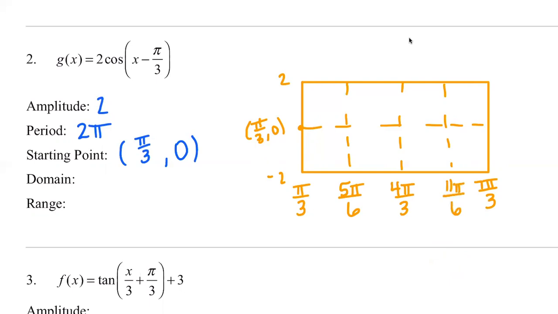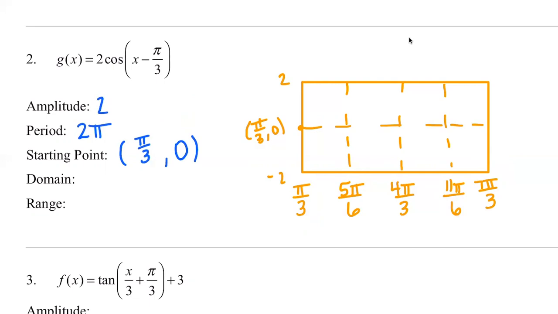Now, if you like method number 2, then we can take our period and cut it into 4s. So we'd be adding pi over 2 to each of these. You would start at pi over 3. When you add pi over 2, you get 5 pi over 6. If you add another pi over 2, you get 4 pi over 3. Add another pi over 2, you get 11 pi over 6. Add another pi over 2, you would get 7 pi over 3. It doesn't matter which method you choose as long as we can get those labeled correctly.